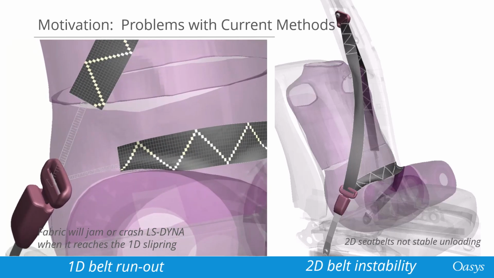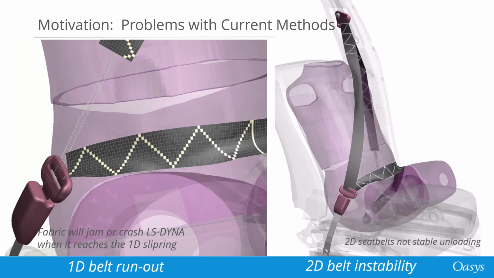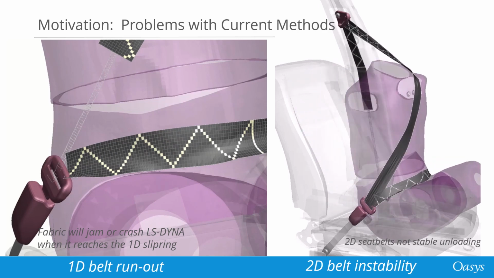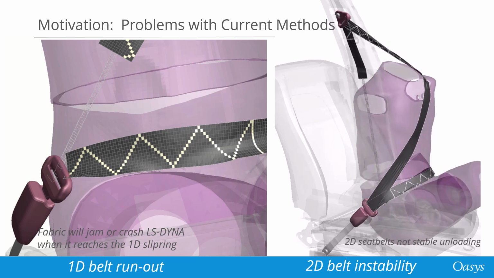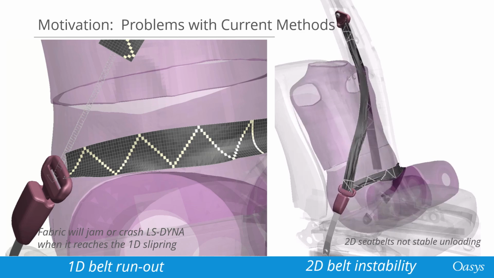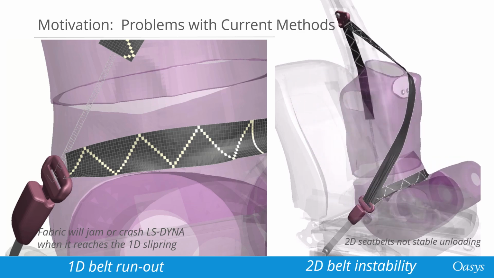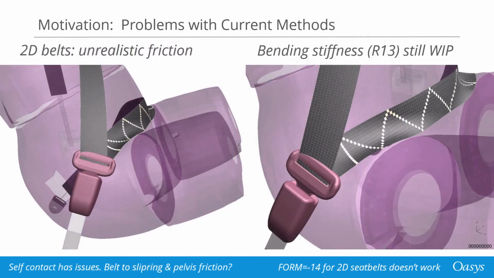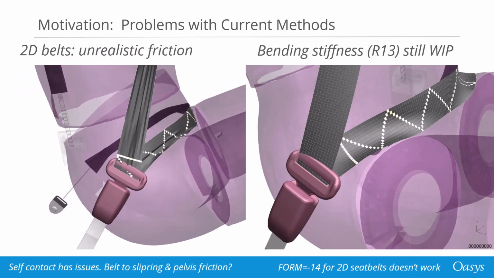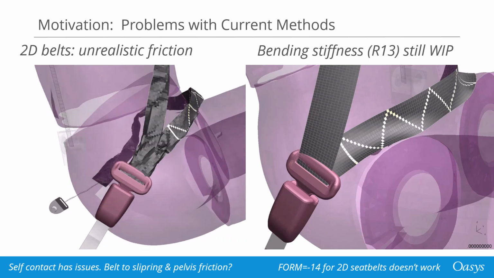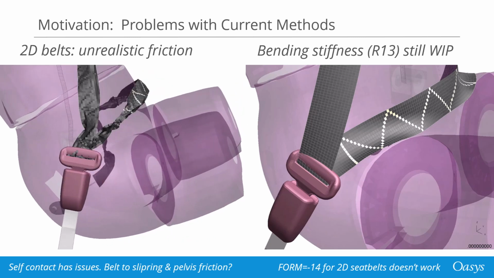You can work around this to some degree by overlapping the 1D belts and shells, but it can get messy pretty quickly. 2D belts, as shown on the right, can be used in some situations to get a better result, but one common issue is their instability during unloading, as we can see here. We all know how difficult it can be simulating the friction at the pelvis buckle using just one lumped parameter in a 1D or 2D slip ring.